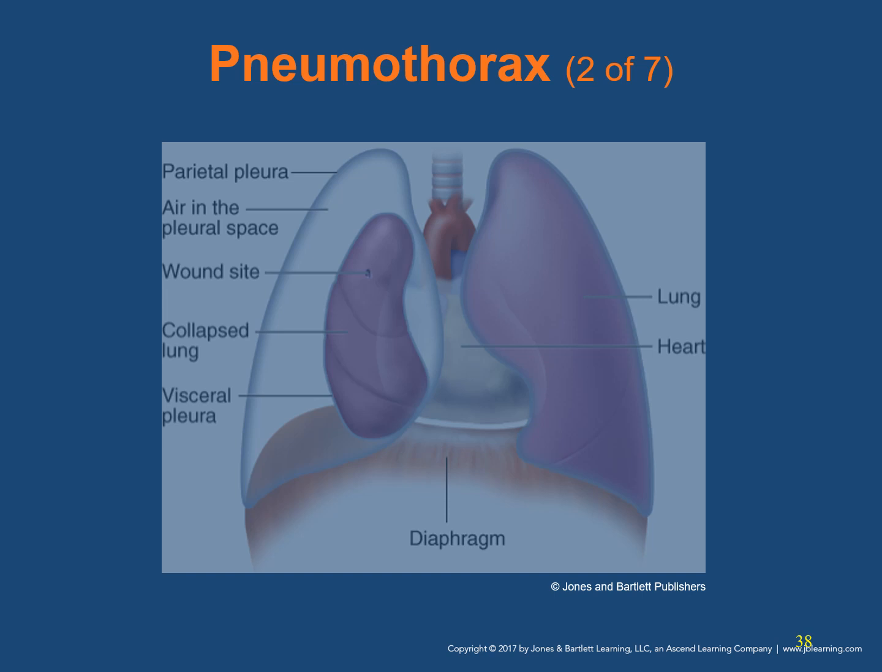The illustration on this slide shows how a pneumothorax occurs. Air leaks into the space between the pleural spaces from an opening in the chest wall or the surface of the lung. Air in the pleural space causes the lung to collapse.